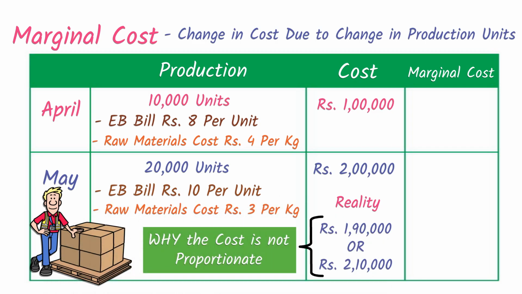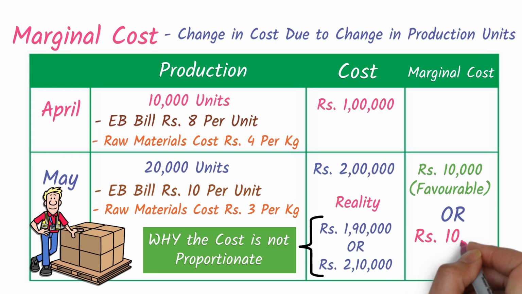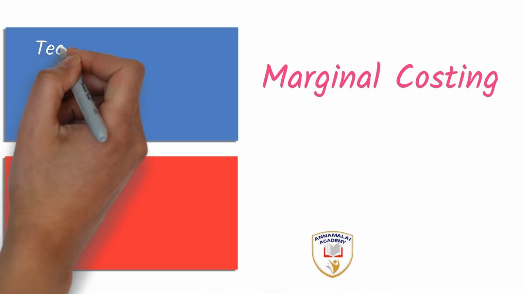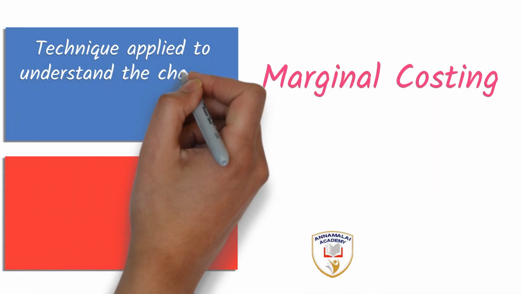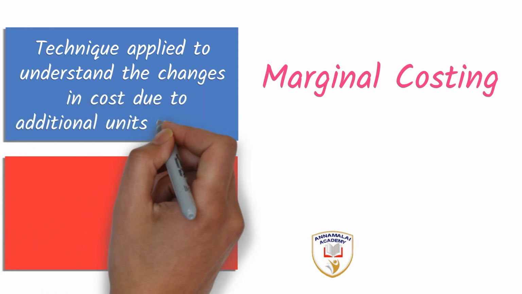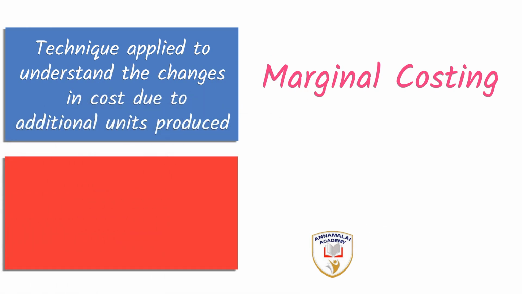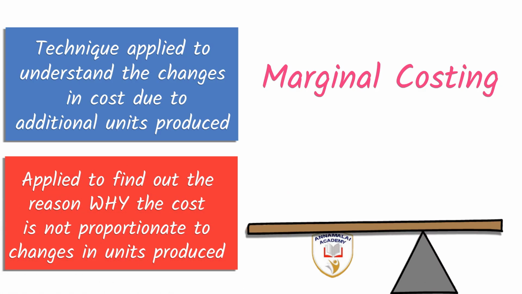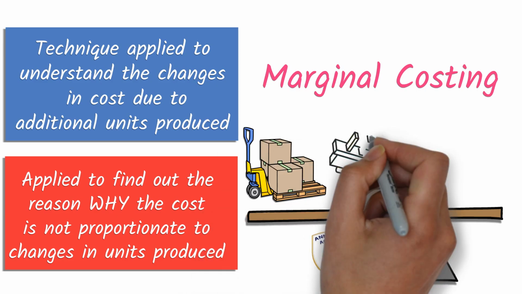So one component of the cost may increase, another component of the cost may decrease. This is the reason why the cost is not proportionate with the number of units produced. So it may lead to a favorable situation or an adverse situation. This is marginal cost. So marginal cost is to understand the changes in the cost due to the additional units produced. It is a tool or technique applied to know why the cost is not proportionate to the changes in the units produced.